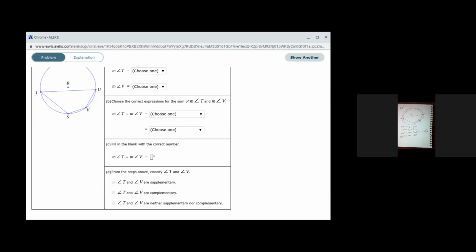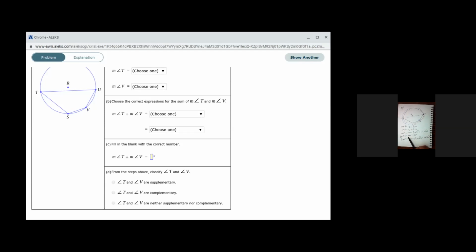Excuse me. Just like in the last question, both of these have a 1/2 that we could pull out. So let me finish part B. Sorry about that. The measure of angle T plus the measure of angle V equals, if we pull the 1/2 out of both of these parts, 1/2 times the measure of arc SVU plus the measure of arc STU.